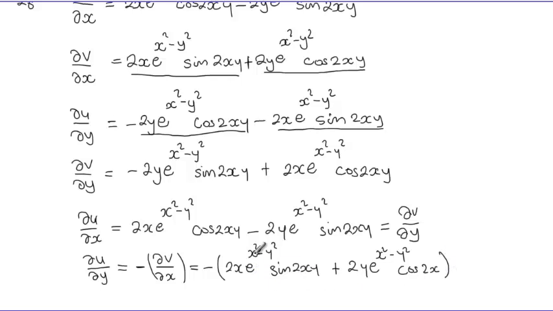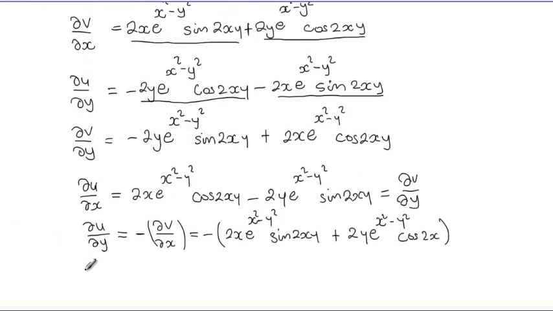So you can see that these actually differ by the signs. So now we can conclude that, therefore, the Cauchy-Riemann equations are satisfied, and that means that our given function is analytic. Then we can now proceed to compute the derivatives.